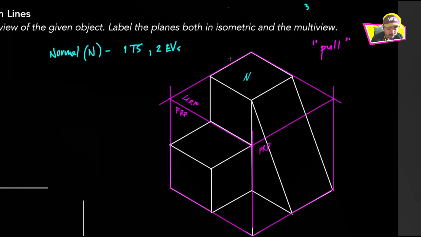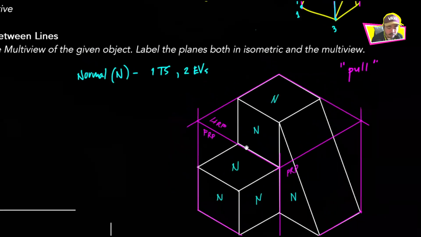Meaning if I look at FRP, it is an edge view. And if I look at PRP, it is also an edge view. Okay. And this is also normal. It's parallel to FRP. So true size at FRP, edge view in HRP, and edge view in PRP. This is also normal, normal, normal. And this is normal as well.